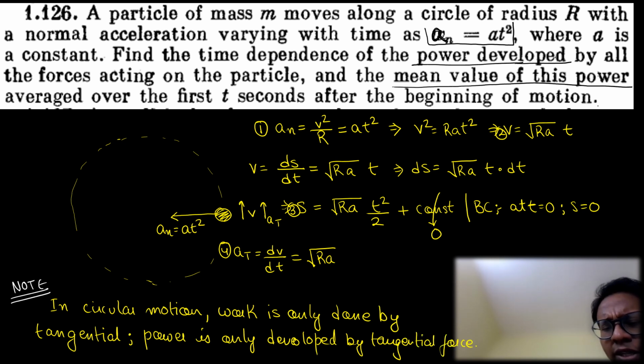Why not centripetal force? Because for centripetal force, at every point in the circle, the angle between the centripetal force and the instantaneous displacement is always 90 degrees. That's why centripetal force does not do any work in circular motion. Understood? So we need to find out instantaneous power. What is instantaneous power?